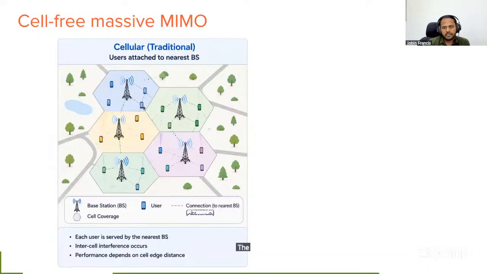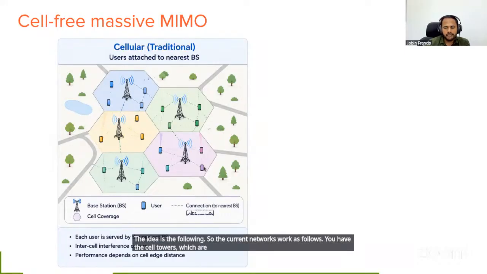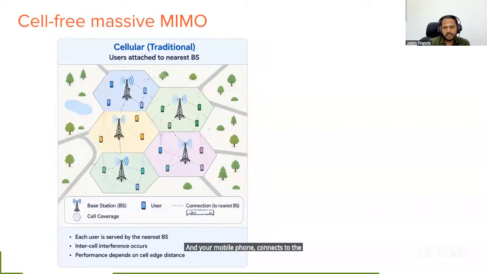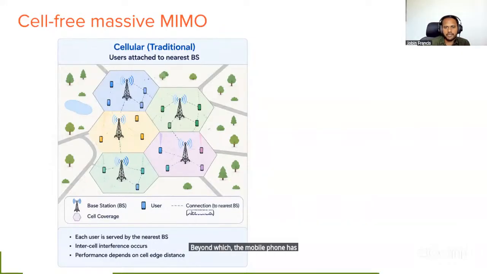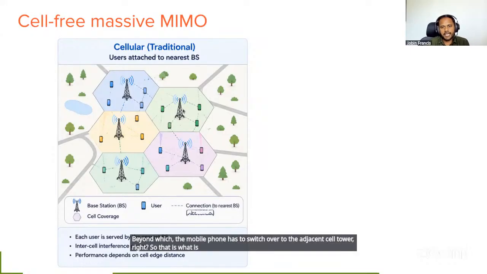The idea is the following. The current networks work as follows. You have cell towers which are separated and distributed in the network area, right? In any geographical area, you are going to see several cell towers. And your mobile phone connects to the nearest cell tower, correct? The illustration here points out that there are these cell boundaries beyond which the mobile phone has to switch over to the adjacent cell tower, right? That is what is popularly known as the handover, right?